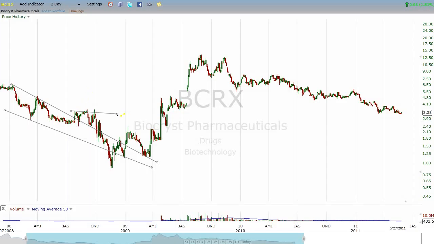BioCryst was in a downtrend. It went sideways for a little bit. That ended up being a consolidation that then broke down and it continued down. All right. Then there was a pattern that developed, and let's define it. And again, it's not a perfect pattern here.